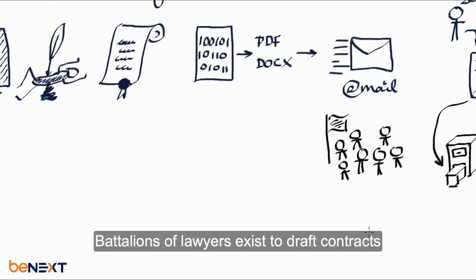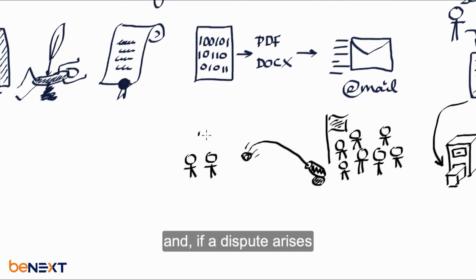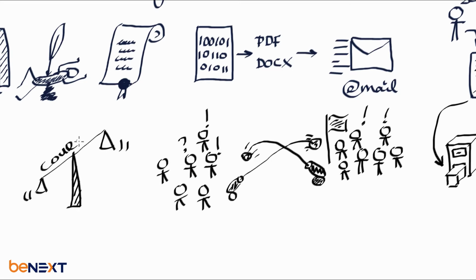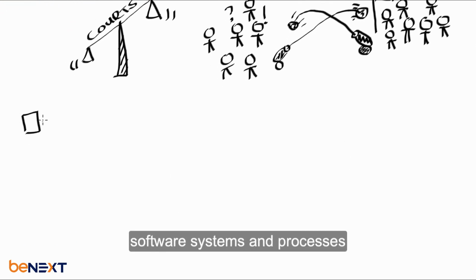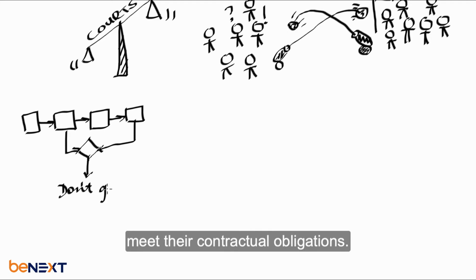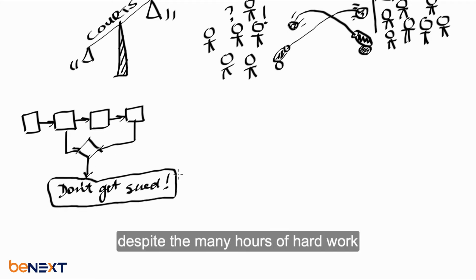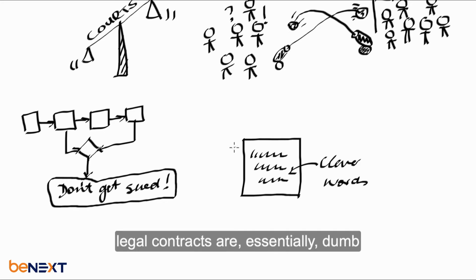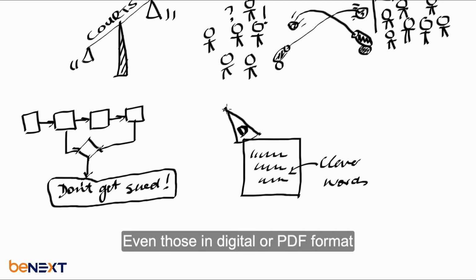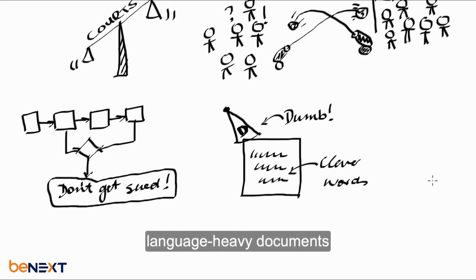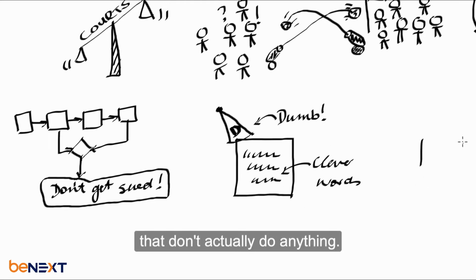Battalions of lawyers exist to draft contracts, and if a dispute arises, more battalions of lawyers exist to debate them in courts of law. Whole departments, software systems and processes have been created to help companies meet their contractual obligations. This is because, despite the many hours of hard work and intelligence put in by lawyers, and the clever words they contain, legal contracts are, essentially, dumb. Even those in digital or PDF format. They are static, fixed, language-heavy documents that don't actually do anything.